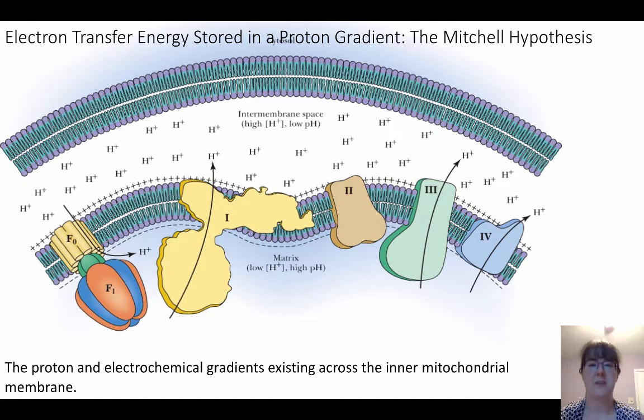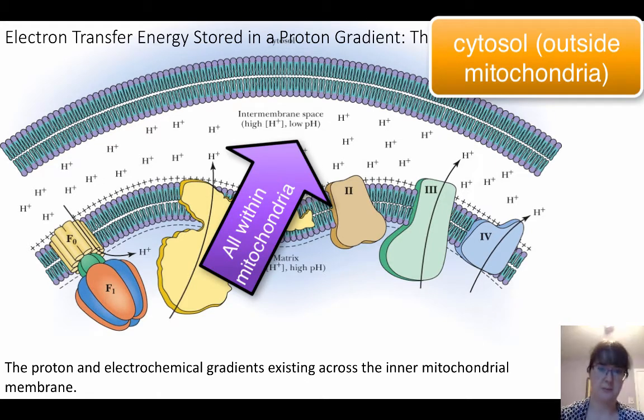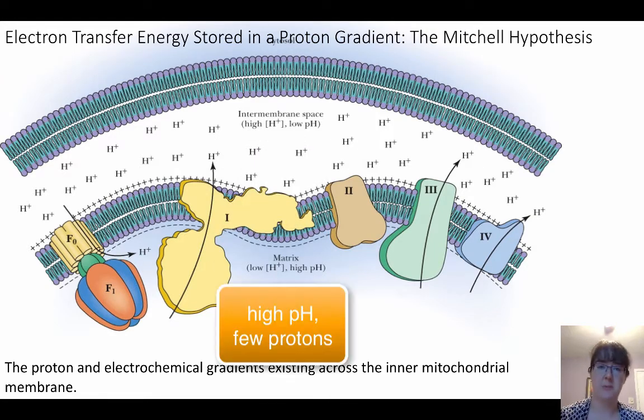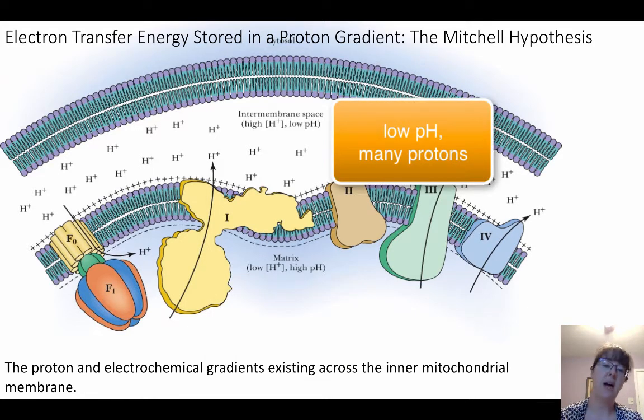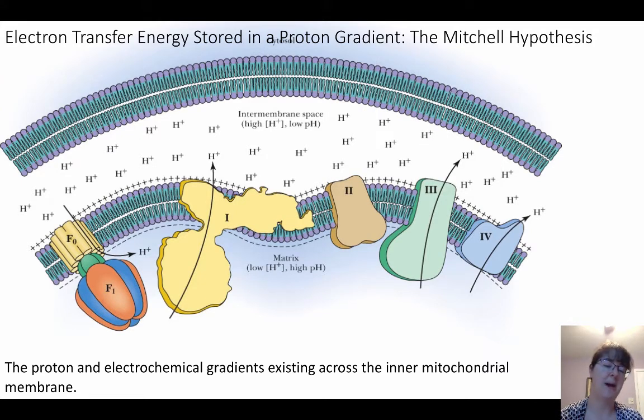Looking at this proton gradient, again, the electron transport chain, shown here as complex 1, complex 2, complex 3, and complex 4, all drive protons across the inner membrane of the mitochondria. It's going to take protons from the matrix to the intermembrane space. In doing so, the matrix is left without very many protons and therefore has a high pH, and the intermembrane space has a lot of protons and a low pH. Those protons will then be able to go back into the matrix through the ATP synthase, which you see on the far left.